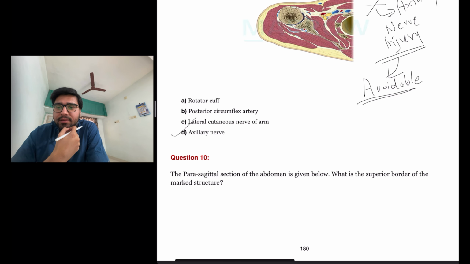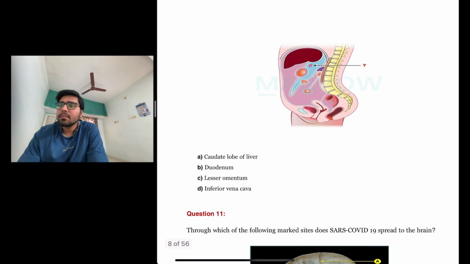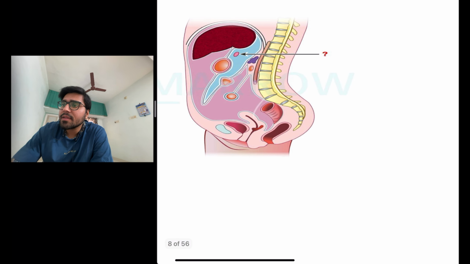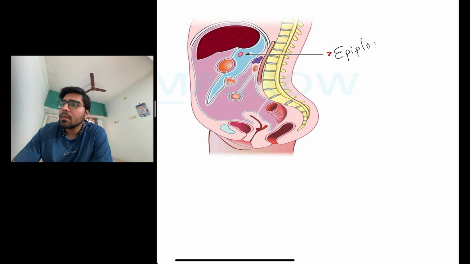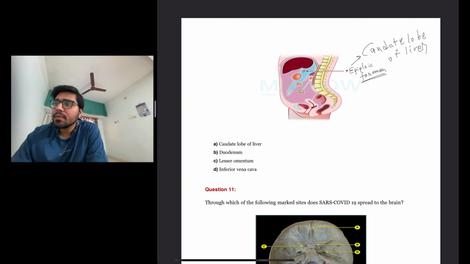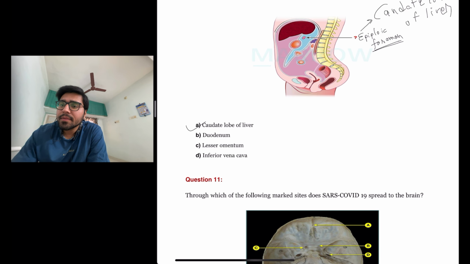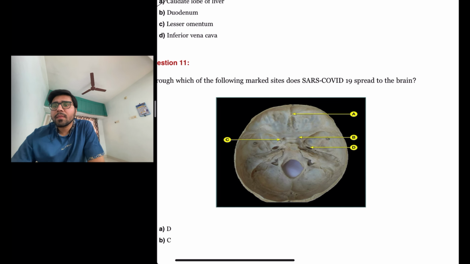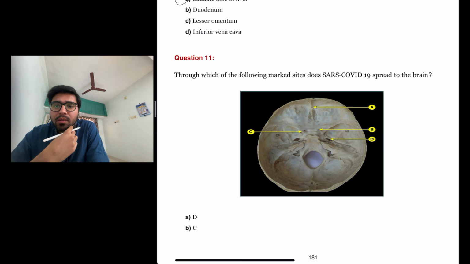The next question is: the parasagittal section of the abdomen is given below. What is the superior border of the marked structure? So this marked structure is the epiploic foramen, and the superior border of that marked structure is the caudate lobe of liver. So the answer here is A, caudate lobe of liver.